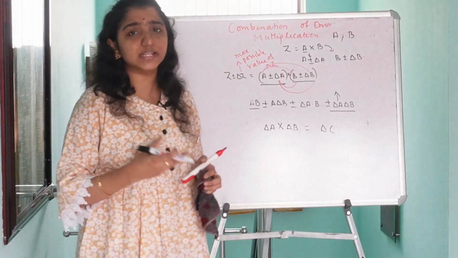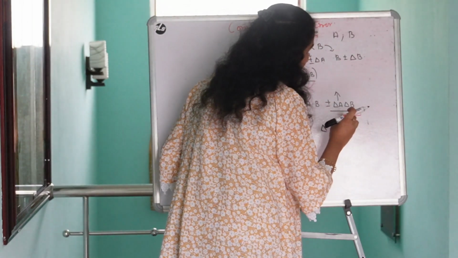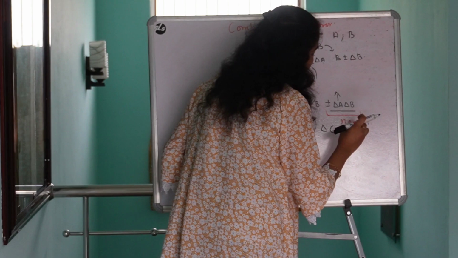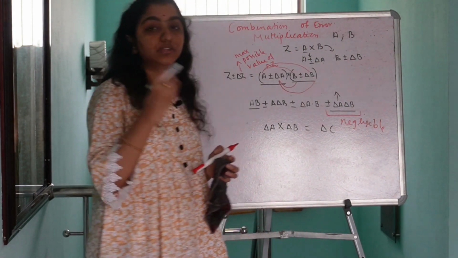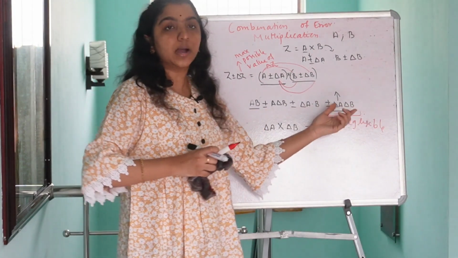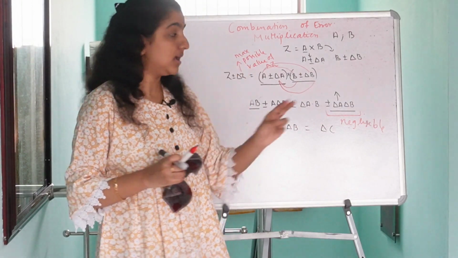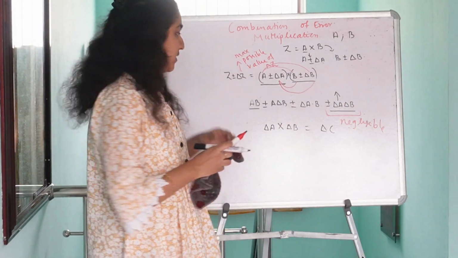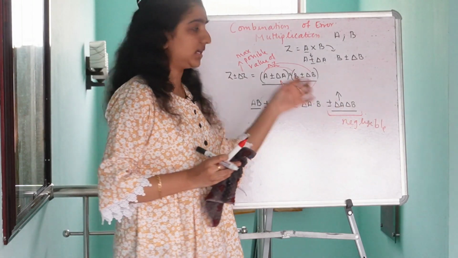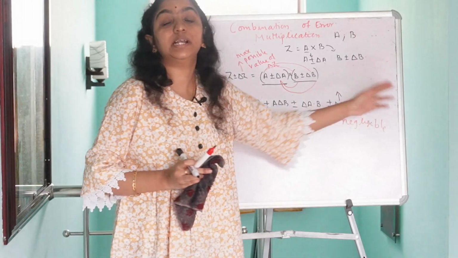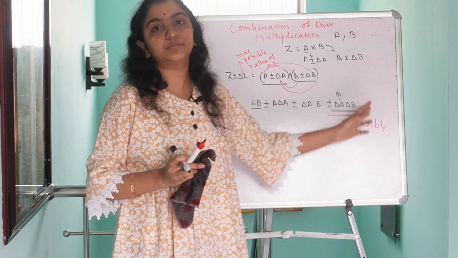So in this case, the product of del A and del B is negligible. The value of this particular term is very negligible compared to the whole value. So we are going to eliminate this value. We are going to neglect it; there is no need of considering this particular value.